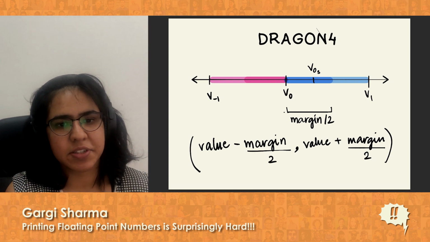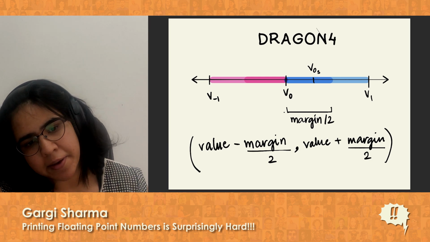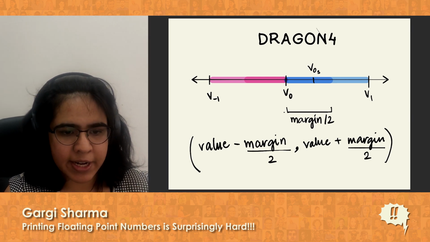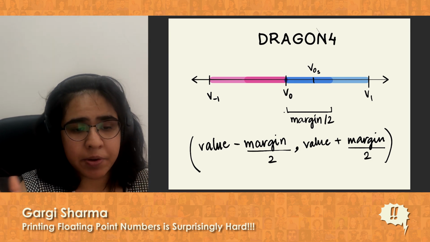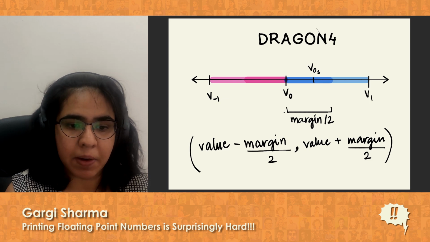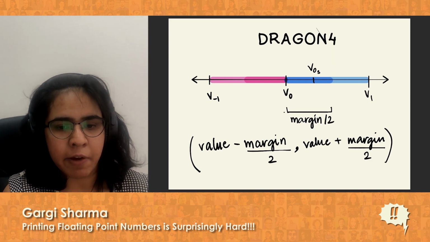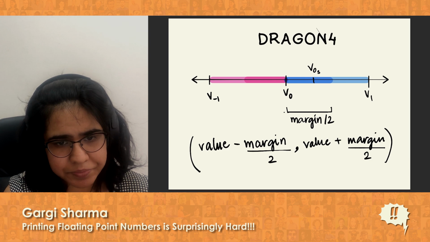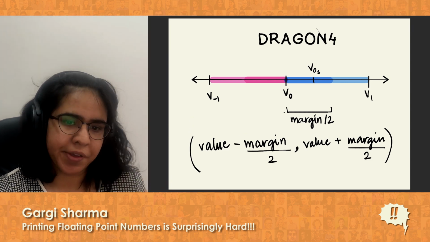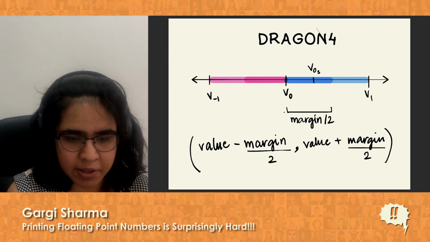The margin is the difference between the next number and the previous number on the number line. So the number that we want lies somewhere between value minus margin by 2 and value plus margin by 2, and we will sweep across this interval and find the shortest number, and that's the number that we want.